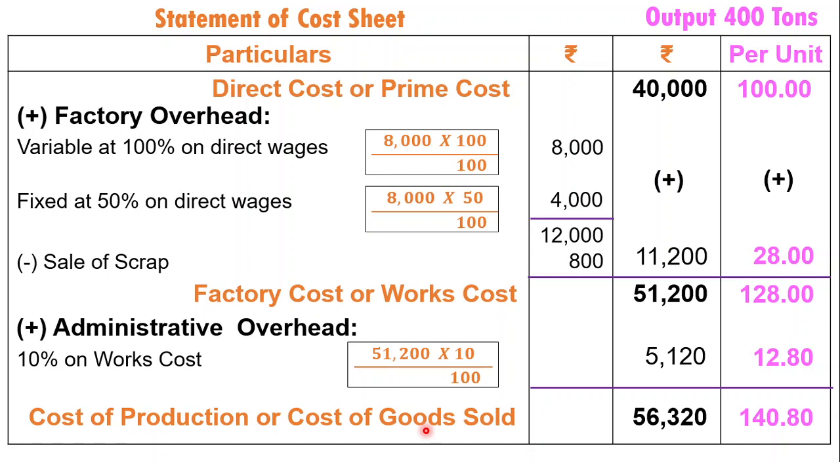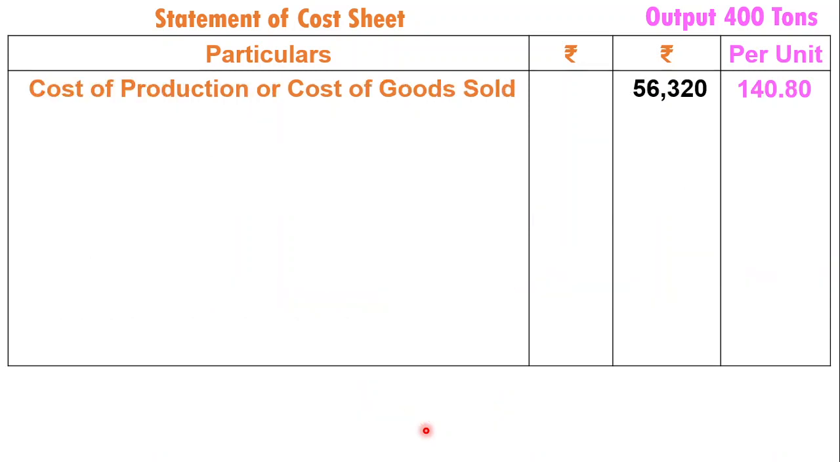Even if we add opening stock of finished goods as rupees 0 to 56,320, it will remain as it is, and minus closing stock of finished goods, nil balance 0. Ultimately we obtain the total of 56,320 only. So that's why no need to show a plus opening stock of finished goods and closing stock of finished goods, because when the amount is not available, there is no point in showing those kinds of calculations. So straight away we will move on to the next heading, that is selling and distribution overhead. So let us continue from cost of goods sold, that is 56,320 and 140.80.